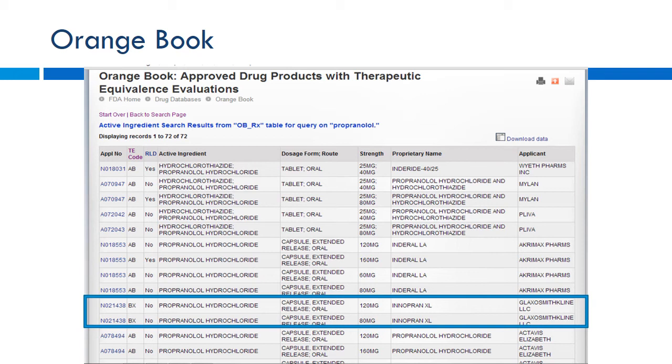As long as it's A rated, then I'd be fine. But if it says B, then I can't switch it out. Yep. Okay, so any questions on that?